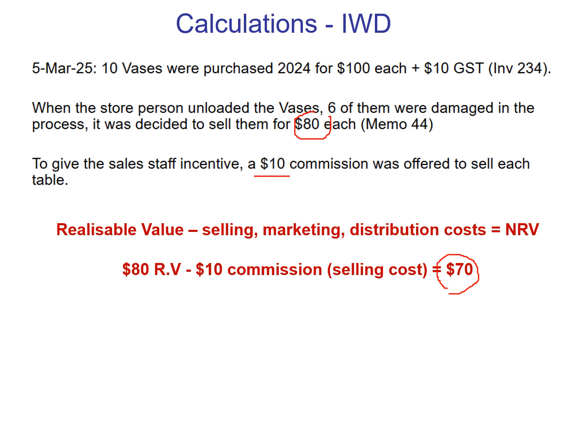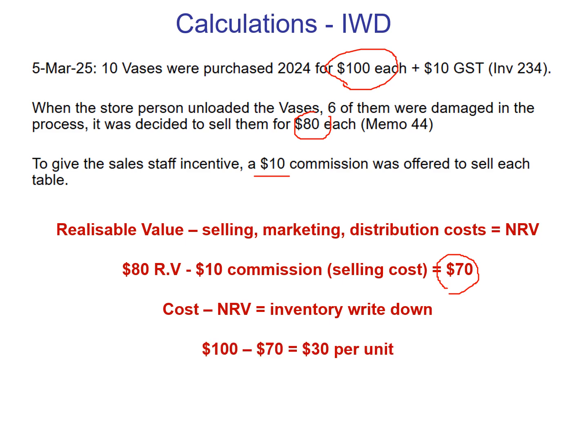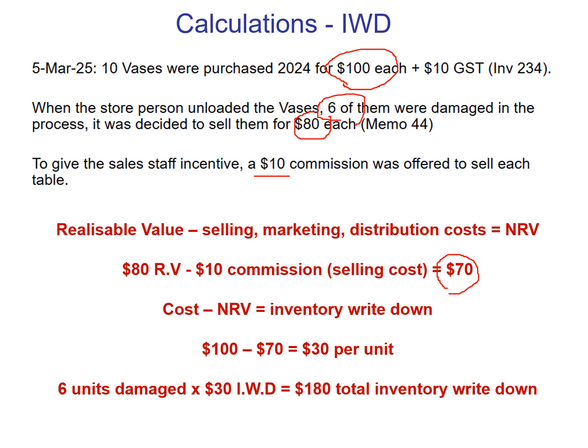Again, the rule here needs to be emphasised, the lower of cost or NRV. Given our cost is $100, established up here, this means that the inventory write-down will come into play because our cost, $100 minus our NRV, gives us a $30 inventory write-down per unit, and there were 6 units affected. So the total value of our inventory write-down, 6 times 30, is $180.